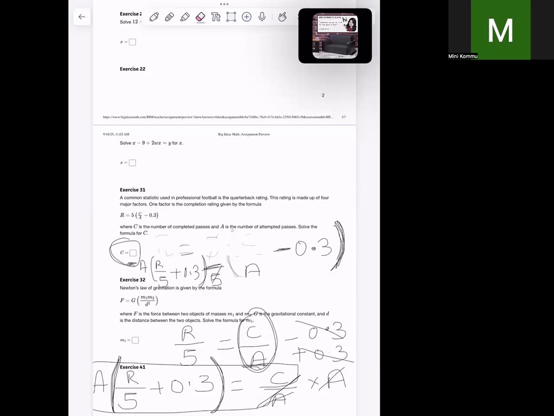Got it? Let me erase all the other stuff. You guys should show the work though, okay? And not shabby work like the way I'm doing.